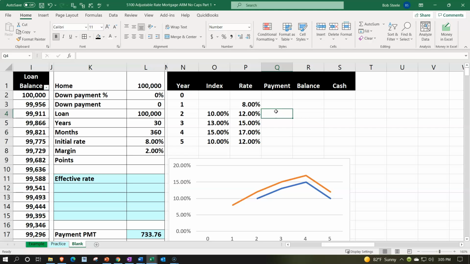Then we're going to take our payment calculation. We'll take our payment calculation based on these rates now. Now, the tricky thing with the payment calculation is this one is happening for the entire loan, in essence the 30 years.